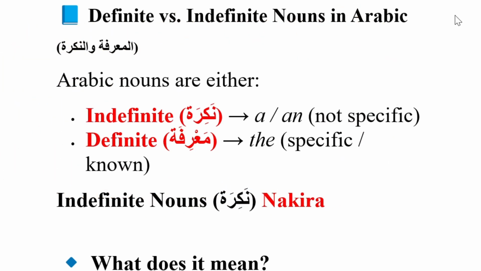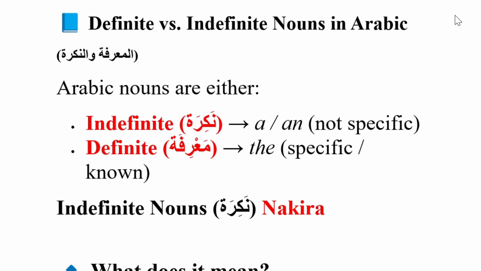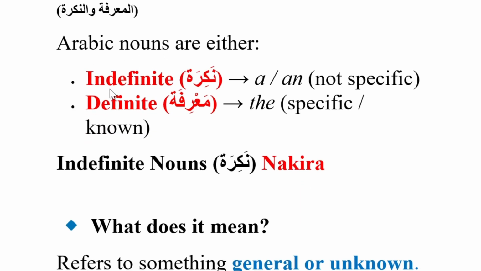Today we're going to talk about the definite and indefinite nouns in Arabic, basically called المعرفة والنكرة. Indefinite nouns are called nakira, like "a" and "an" in English, when you talk about a non-specific person or object. And we have the definite, معرفة, which plays the role of "the", when you talk about a specific person or something.